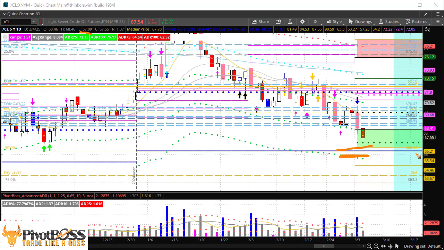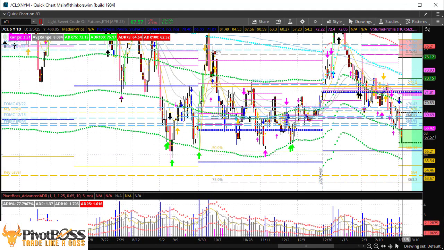66 would be right in here. Of course, you have that 66.54. That's a key range low. Very, very significant level there, and that key range low has not been tested since its development. So there it is right there, 66.34. We've just missed it multiple times coming into that level.